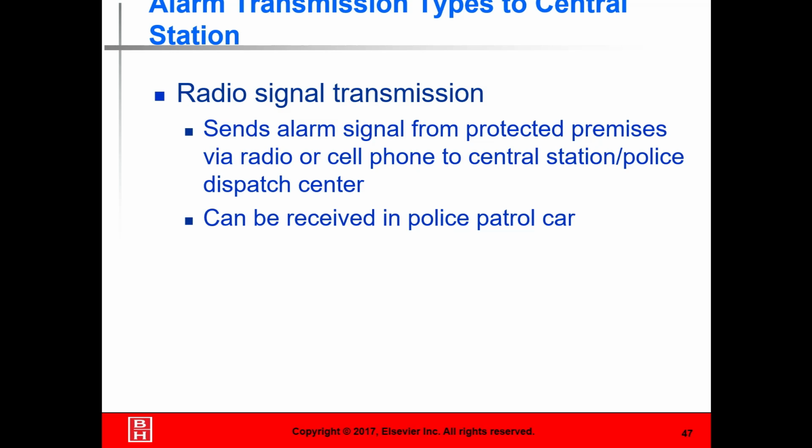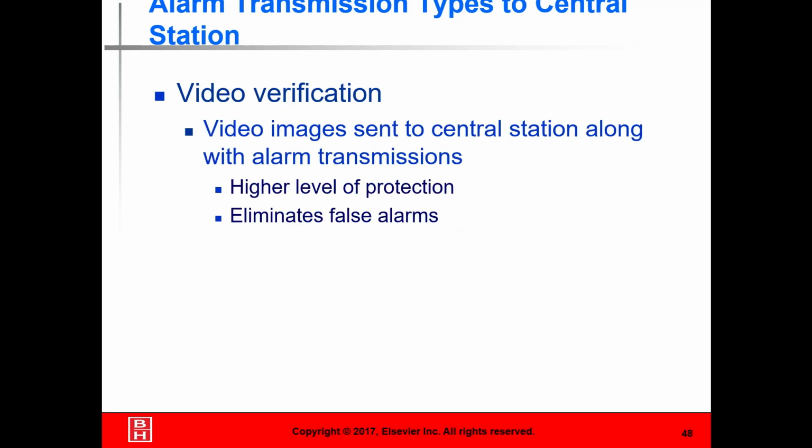Radio signal transmission. This method takes the alarm signal from the protected premises and sends it out via radio or cell phone. Video verification allows, along with the standard alarm transmission, video images to be sent to the central station. This provides a higher level of protection.